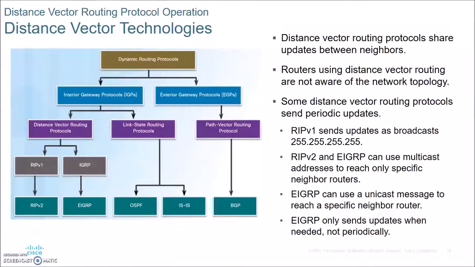Later we'll look at the link state routing protocol. Link state routing protocol is aware of the entire network topology and calculates the best path based on the network topology. Okay, we will look at that in link state routing protocol.